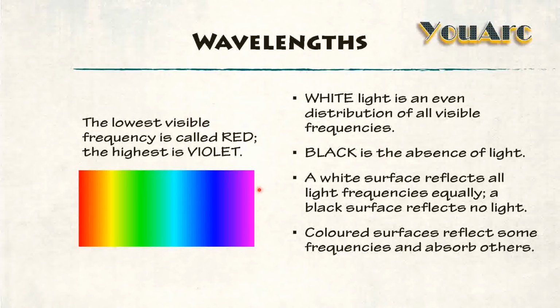Black is the absence of light. A white surface reflects light frequencies equally, whereas a black surface reflects no light. A colored surface reflects some frequencies and absorbs others.